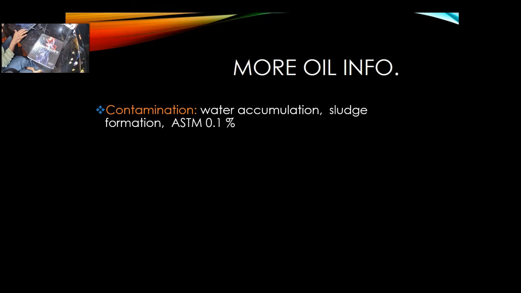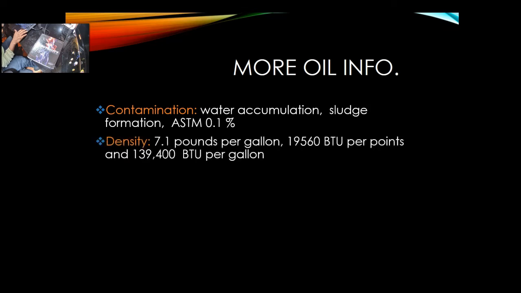More oil information, contamination. Water accumulation is a big issue for oil because it does promote the growth of sludge. We are allowed to have sludge in the oil by only 0.1%, according to ASTM. Density of oil is 7.1 pounds per gallon, and it has 19 BTU per pound and 139,000 BTU per gallon.